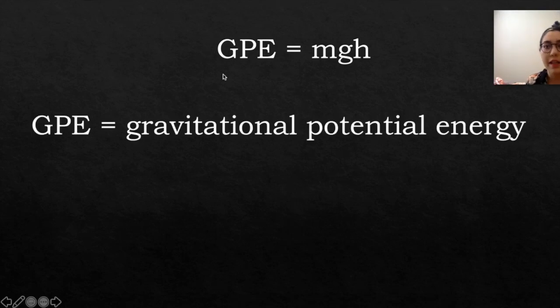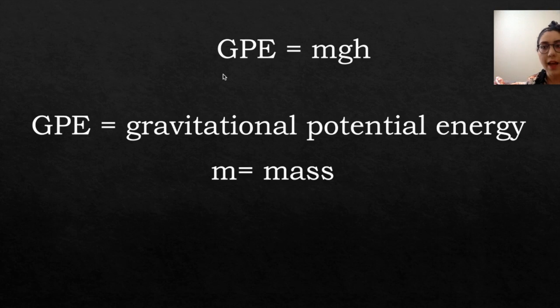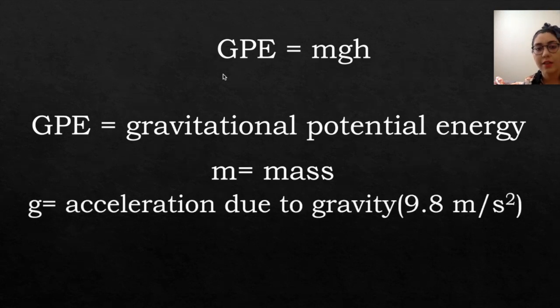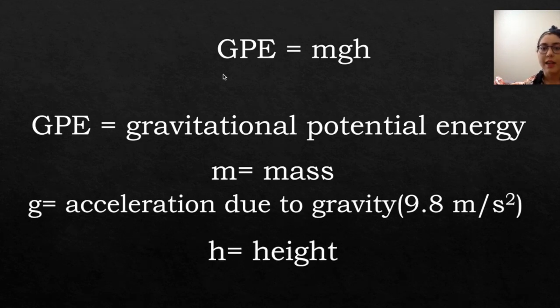So GPE stands for gravitational potential energy, M stands for mass, and G stands for acceleration due to gravity. And on Earth, the acceleration due to gravity is always 9.8 meters per second squared. And then H stands for height. You multiply M times G times H, and that will give you the gravitational potential energy for an object.